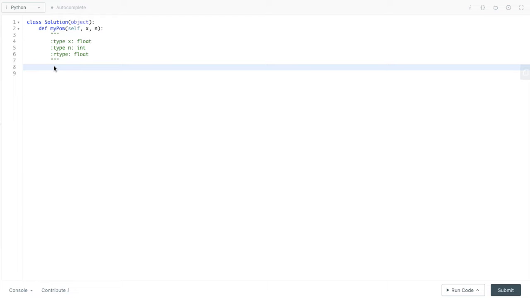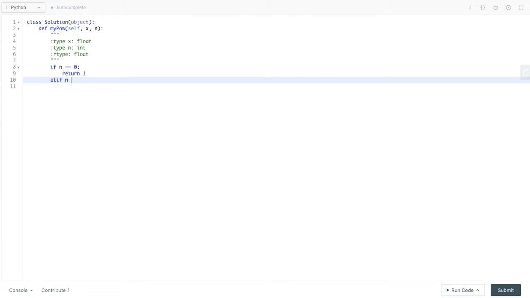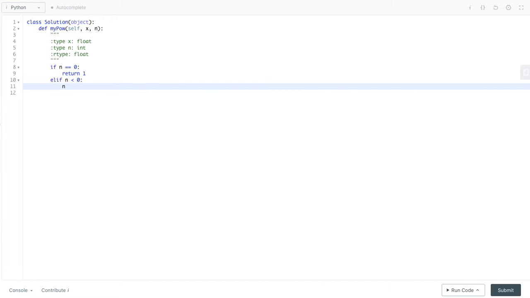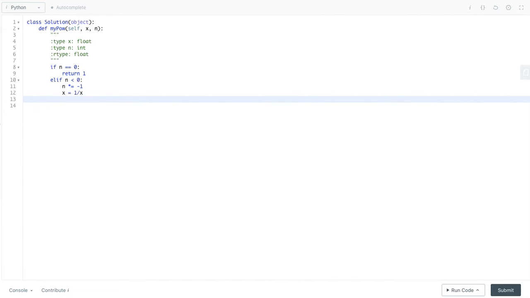With all the background knowledge introduced, it's time to write the code. So first of all, we'll deal with some boundary conditions. First of all, when n equals 0, we know the answer will be 1. And if n is a negative integer, we know we should make it a positive integer first by multiplying it with negative 1. And at the same time, if that's the case, x should be 1 divided by x. And now we are ready to deal with the general case.